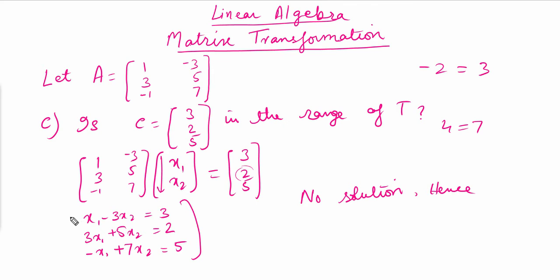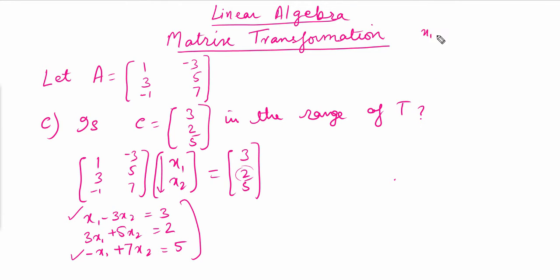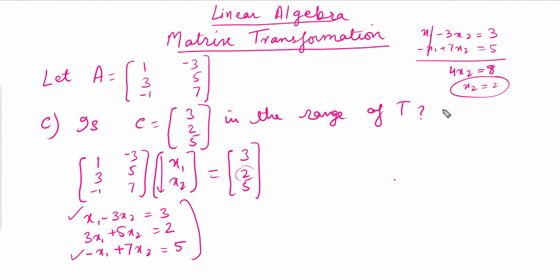Let's do it. Let's solve equations 1 and 3 simultaneously. When we add equation 1 and 3, equation 1 is x1 minus 3x2 equals 3, and equation 3 is minus x1 plus 7x2 equals 5. When I add them, x1 will get cancelled, and from here I will get 4x2 equals 8. So x2 will become equal to 2. I will insert this x2 into equation number 1. So x1 minus 3 times 2 will become equal to 3. So x1 will become equal to 3 plus 6, that is 9. So I will have x1 equals 9, x2 equals 2.